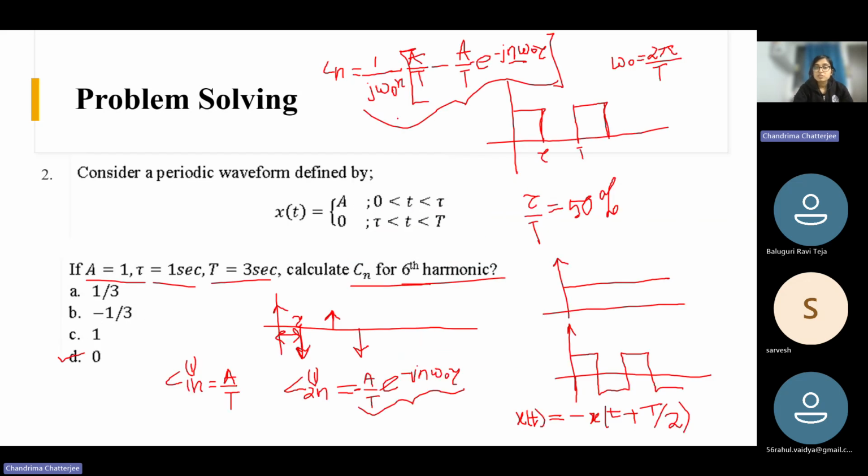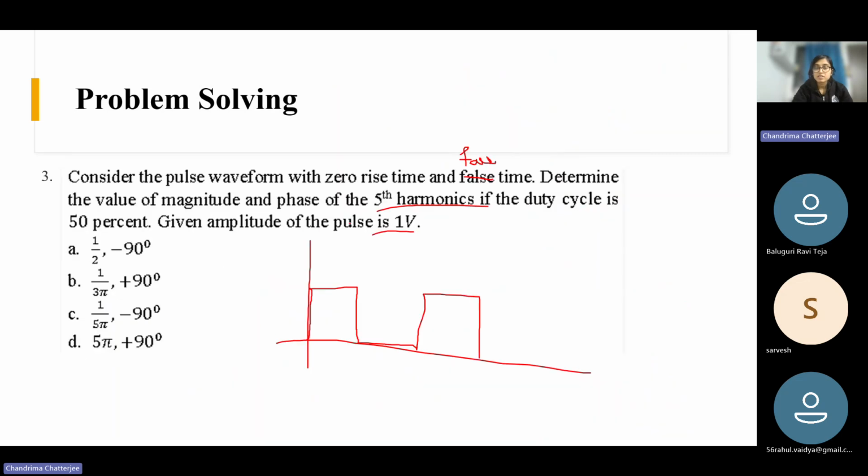We can use this expression because the function is same. This is the same function, right? The only thing is that they have given the amplitude as 1 volt. So the amplitude is known, but the waveform, this shape is same. We can use this expression to compute the magnitude and phase of fifth harmonic, right? So j n omega naught T comes outside, 1 minus e to the power minus j n omega naught tau. This is the expression.